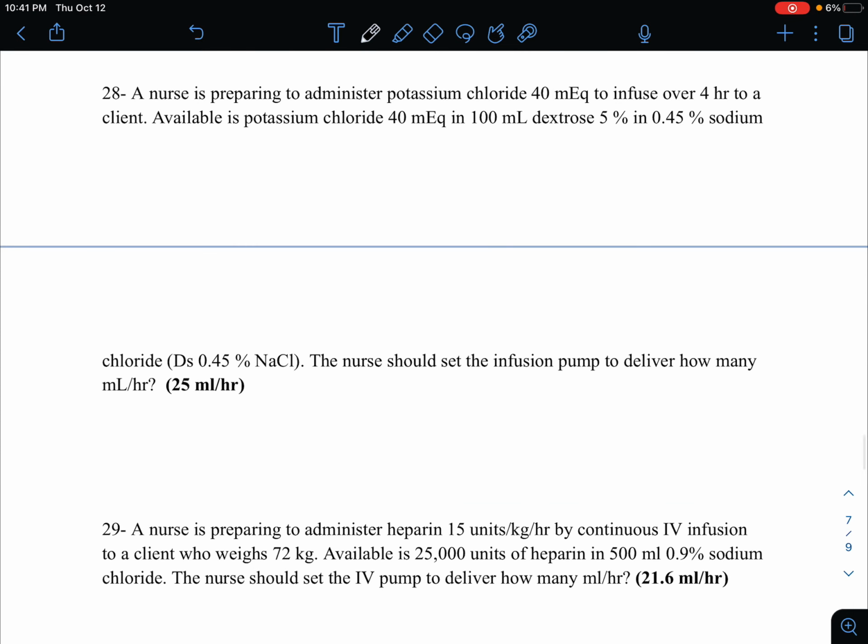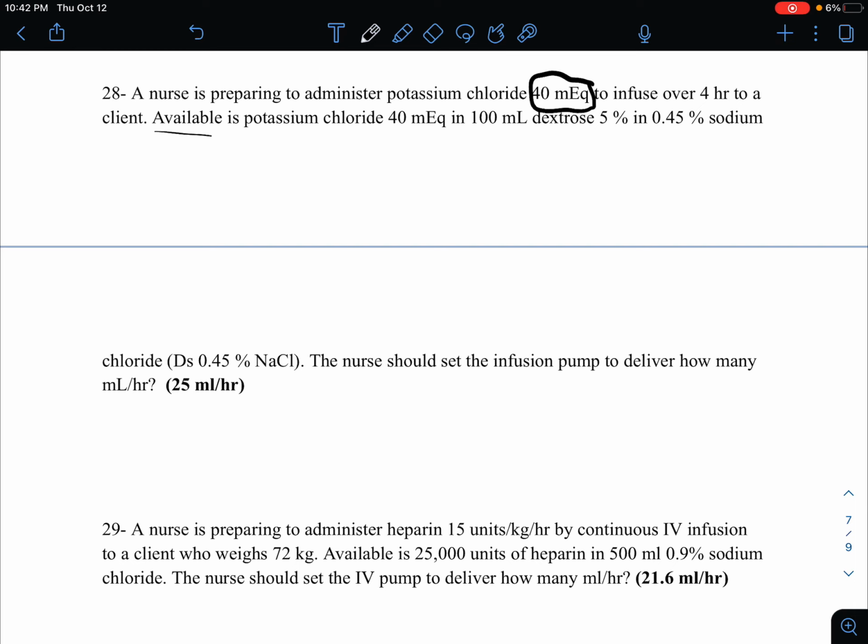Okay, a nurse is preparing to administer potassium chloride to infuse over 4 hours to a client. Available is potassium chloride, 40 MEq in 100 milliliters of 0.45 solution. How many milliliters per hour should you set the infusion pump to deliver? Okay, this is like a trick question. So you have 40 MEq. This is like your goal. You want to infuse this over 4 hours.